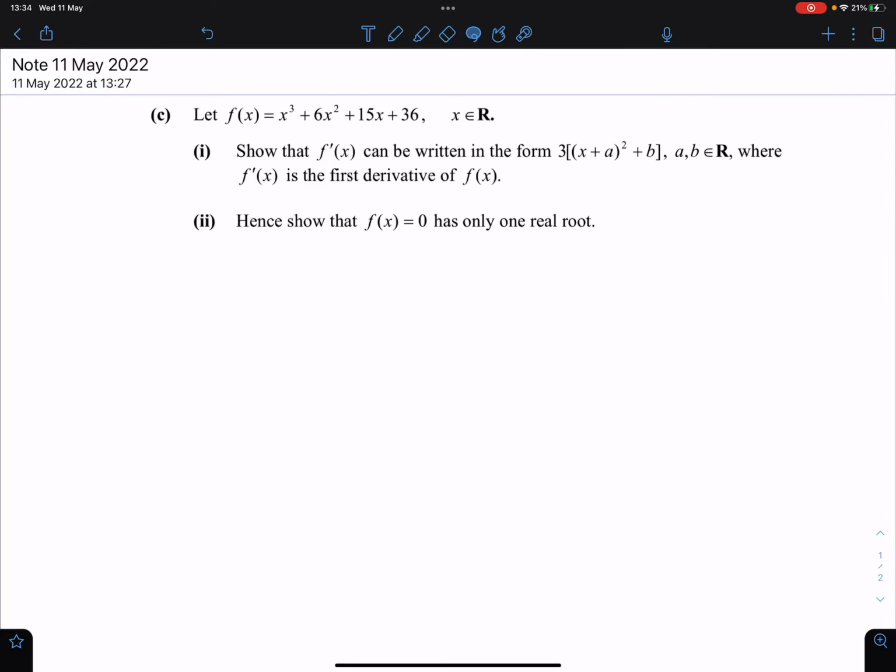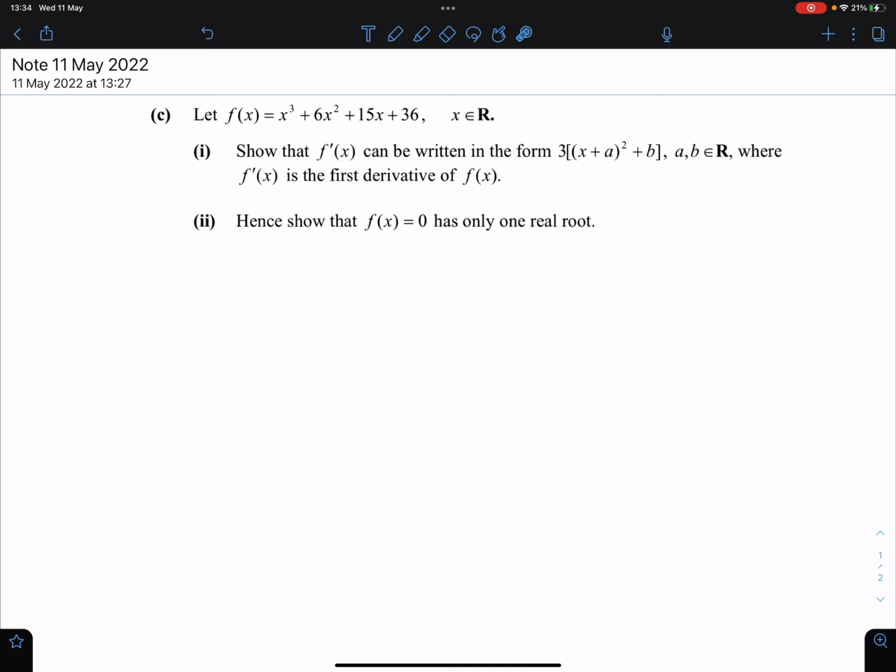This is a question from the 2004 Maths Paper 1, question 6c. So we're dealing with a calculus question, namely differentiation, and linking in with a bit of functions here, where we actually have to complete the square.